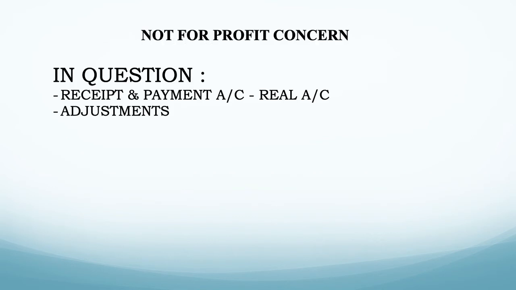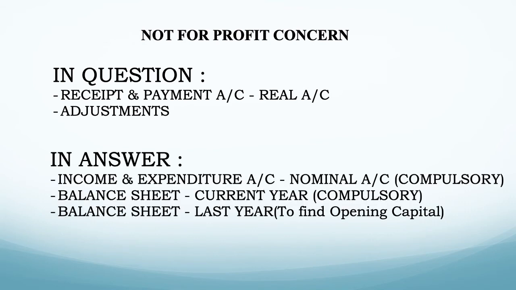Now what if in the question they give you only the receipt and payment account and adjustments? Then the only additional thing you have to prepare is last year's balance sheet to find out the opening capital. Opening capital is very important, because capital will not be shown in the receipt and payment account. So for that you need last year's assets and liabilities. That must be given in the question, but you have to find out the opening capital.